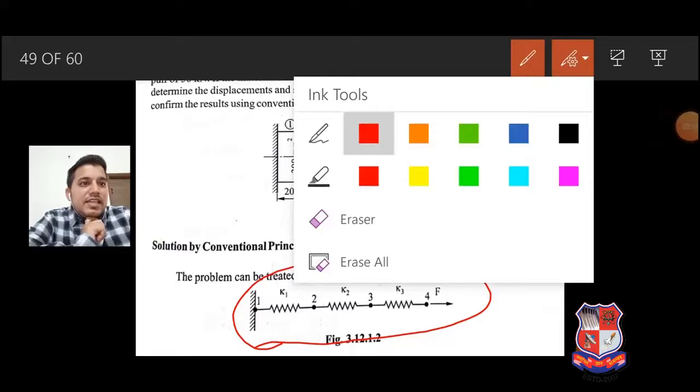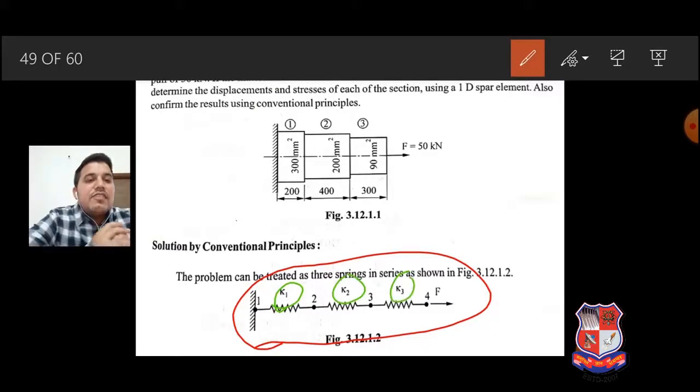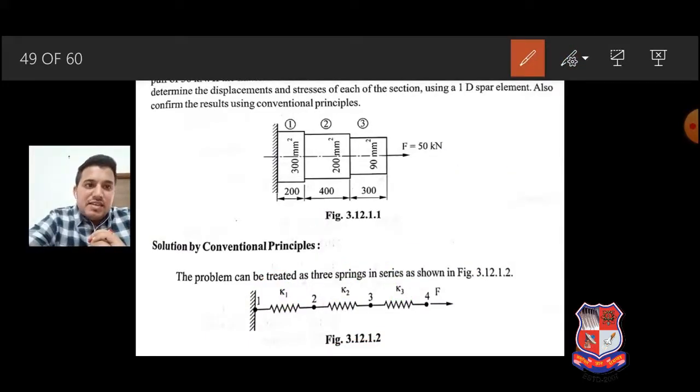Okay, and here you can observe that the stiffness is indicated in the same way as K1, K2 and K3, and F is there. So this is our standard element. This is the first step of our FEA: the discretization of the body. Here we have discretized the body in the form of springs, which is utilized for our example purpose. So let's start with the detailing.